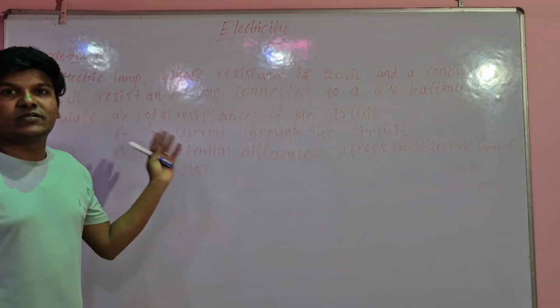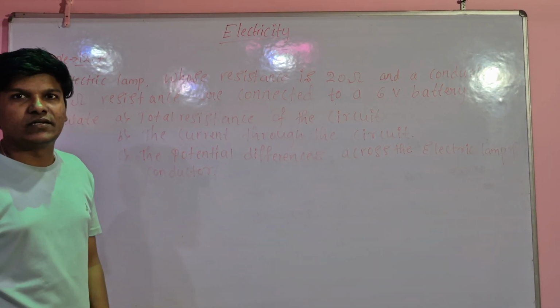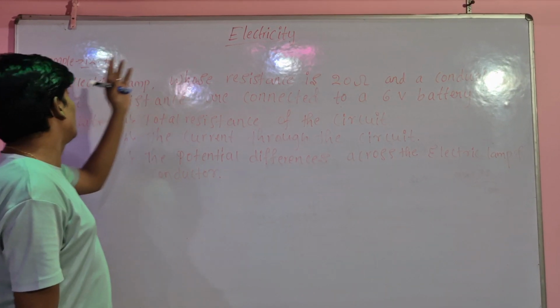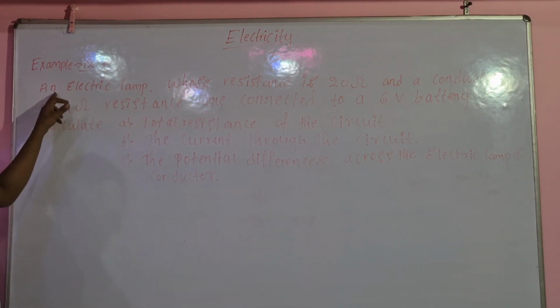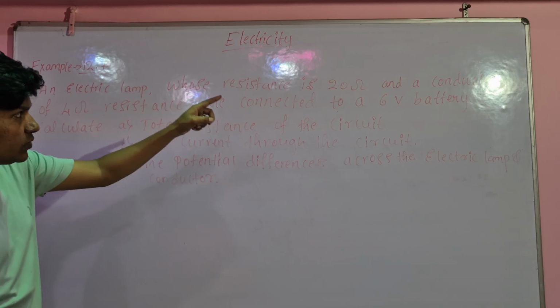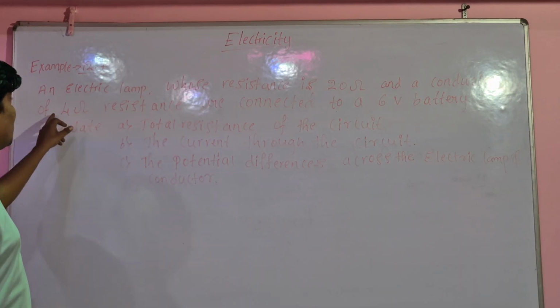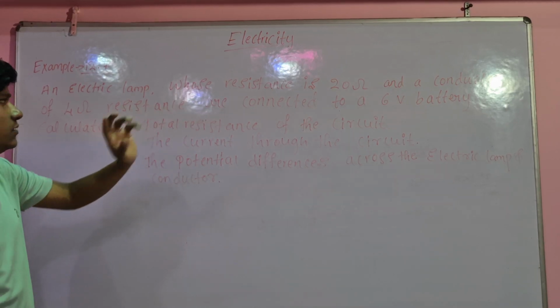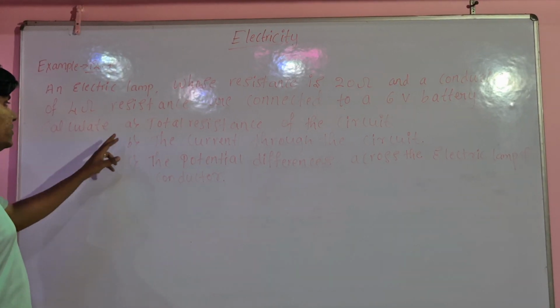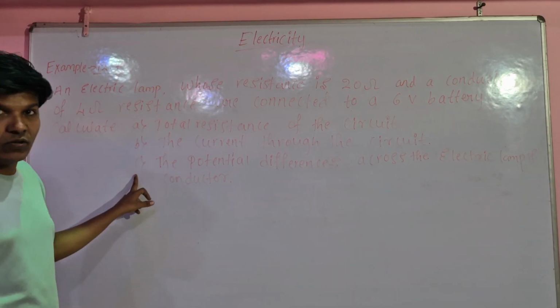So last class we discussed problems on electricity. Today we have taken one of the problems on electricity, 12.7. The problem is: an electric lamp whose resistance is 20 ohm and a conductor of 4 ohm resistance are connected to a 6 volt battery. We have to calculate these three things.